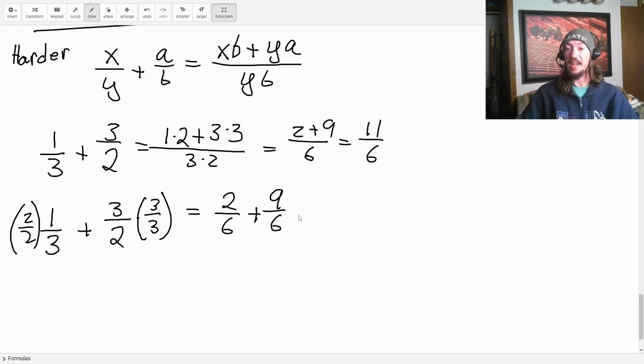Since these are now the same denominator, we can just add them together. 2 and 9 is 11 over 6. This is what we're doing to figure out a common denominator. This is the formula that does it all at once.